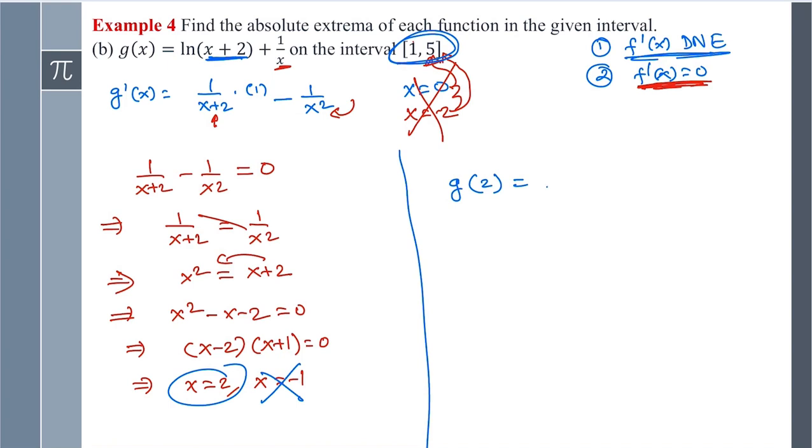So g of 2 is natural log of 2 plus 2 plus 1 over 2. And then if you put it into the calculator, that's approximately 1.886, okay? Now we need to evaluate the function at the endpoint.